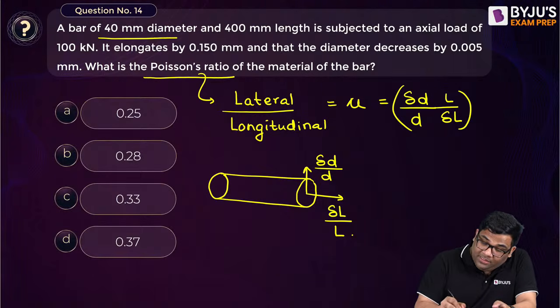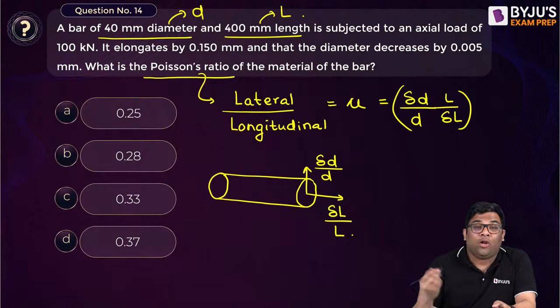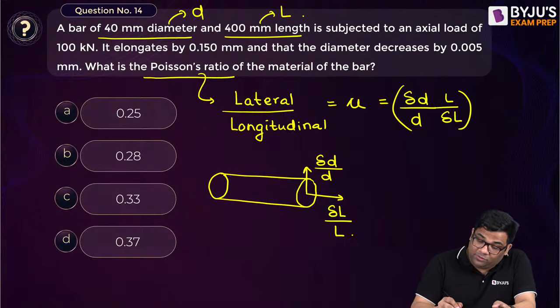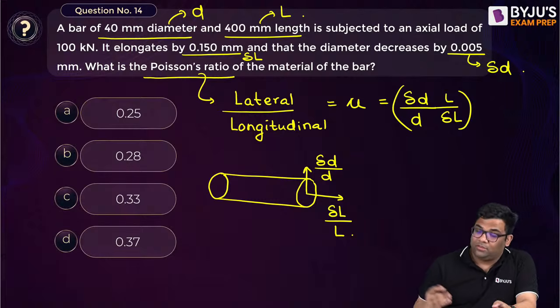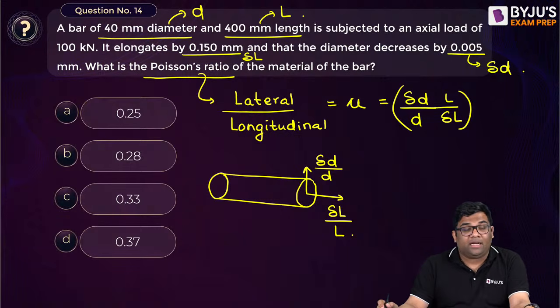You see, this is the diameter D given, and this is the length given. It elongates by 0.15, that is your delta L, and the diameter decreases by this, that is your delta D. So everything is given. Give me the ratio and the final answer. Question number 14. Tell me the right answer. What's the Poisson's ratio here? Straightforward questions will be asked like this.